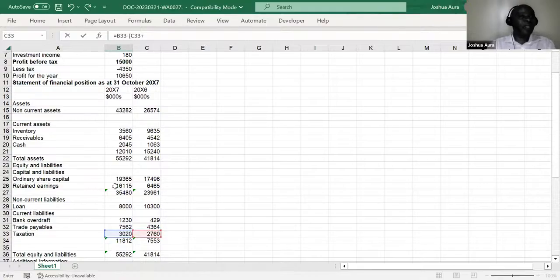So the tax for the year, it is here. And you have to be very bright. You can see it is negative. If it's negative like that, there's no problem. You can even come and type here, this plus 4350.